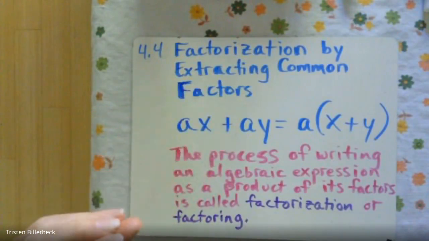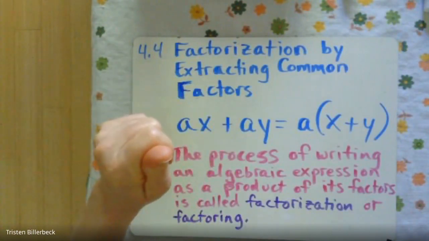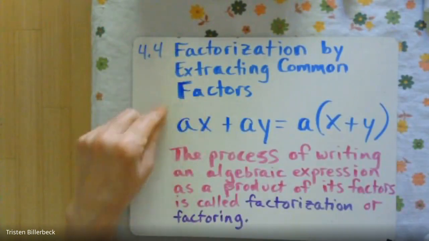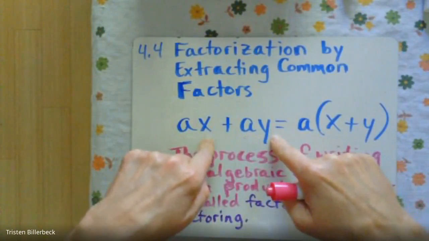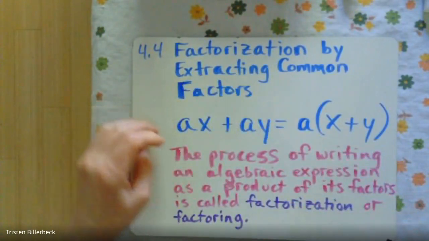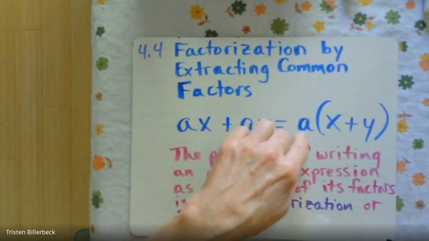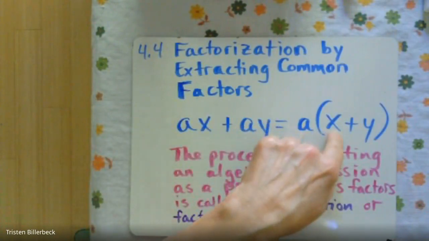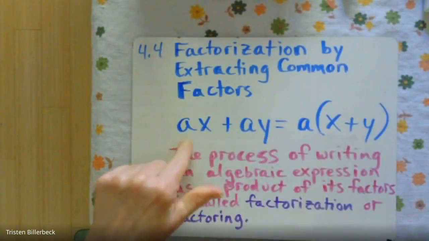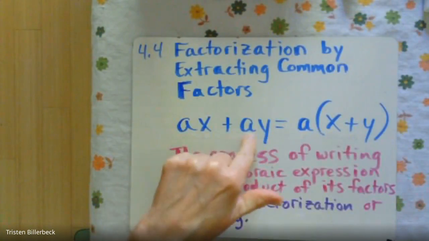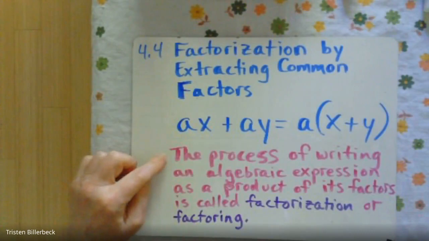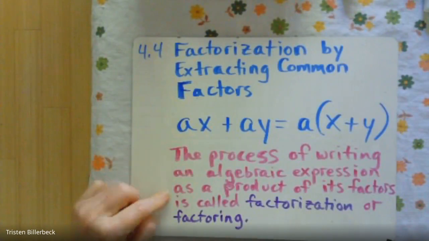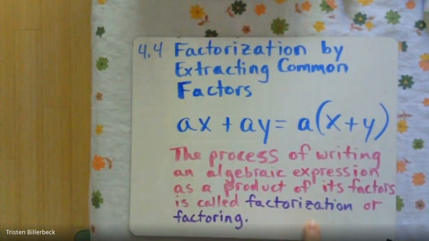We're going to talk about factorization by extracting common factors. Extracting is like taking gold out of quartz. In California, we have tons of quartz. So let's pretend that this is gold and these are types of quartz, and we want to extract the gold out of them. When we extract the gold, that's A, it leaves behind this type of quartz and that type of quartz. So if we have AX plus AY, that equals A times (X plus Y). The process of writing an algebraic expression as a product of its factors is called factorization or factoring.